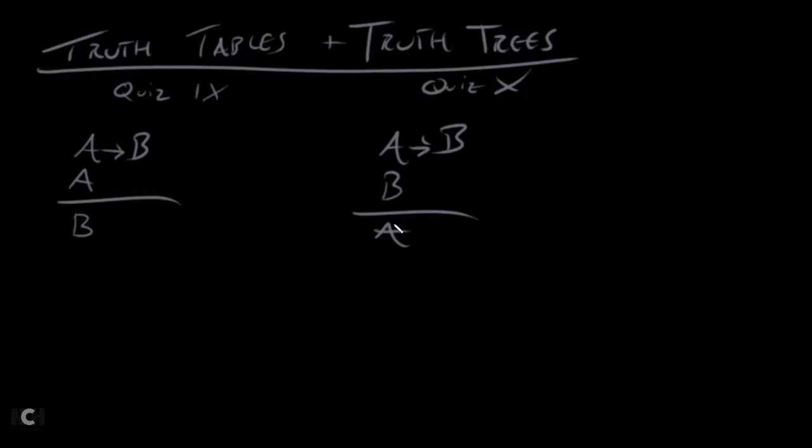Now, one of these arguments should look familiar to you. This right here, hey, this is arrow out. We got an arrow. We got a left side match. Hey, you get B. This one, we got an arrow. We don't have a left side match. We don't have a right side contrary, so we can't do modus tollens.